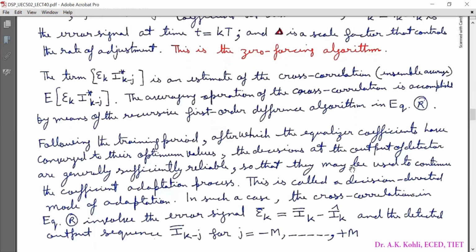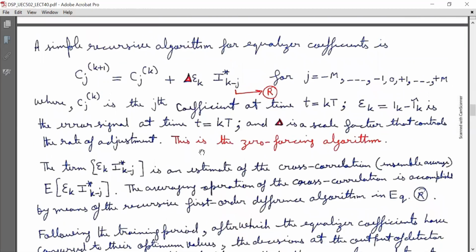Now the term Ek into I conjugate k minus j is an estimate of the cross correlation, that is the ensemble average, the expectation of Ek I conjugate k minus j. The averaging operation of cross correlation is accomplished by means of the recursive first order difference algorithm in equation R.